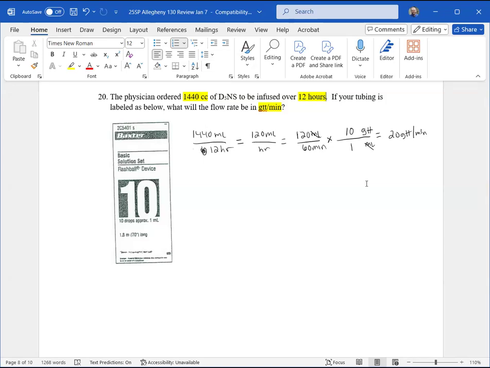And like I said, the drop factor is always going to be given to you. So it'll either be given to you as text or it'll be given to you as an image, like a picture of a label, as you're seeing here. Okay.